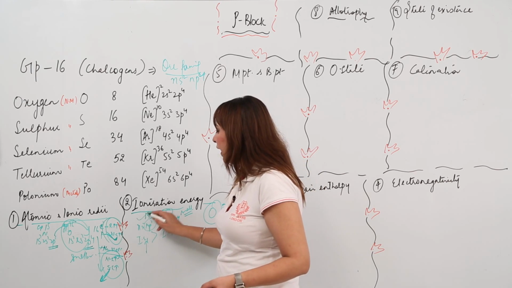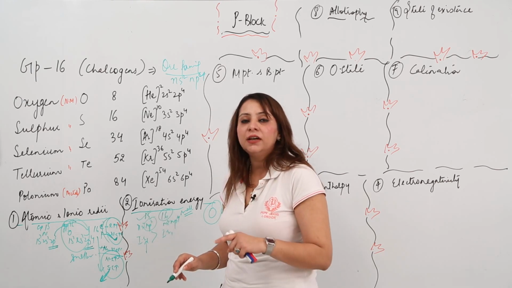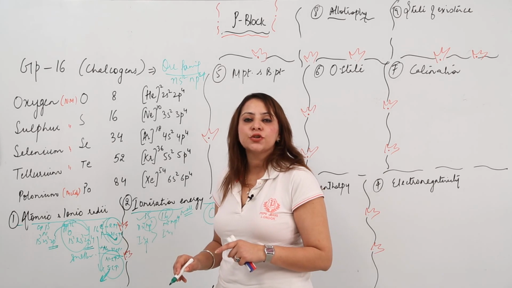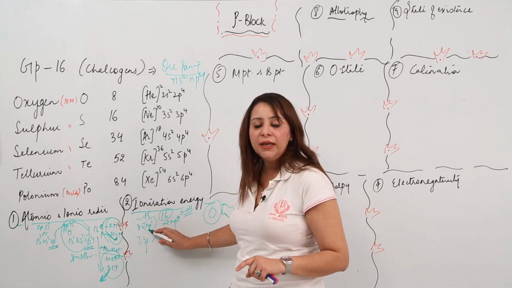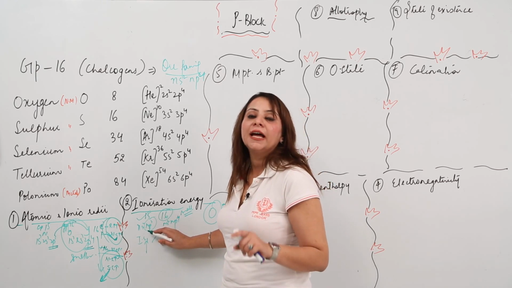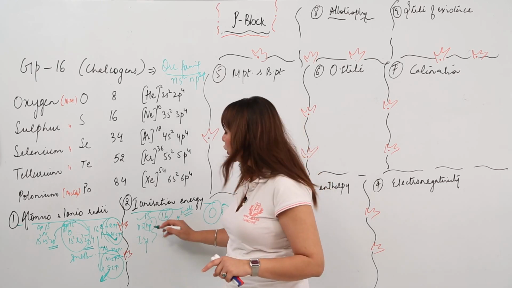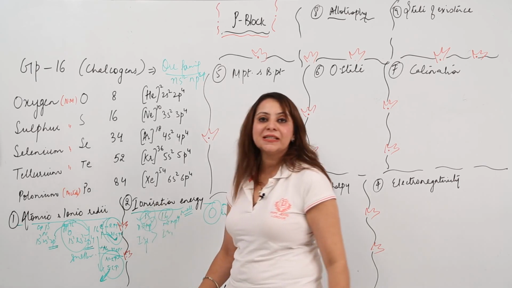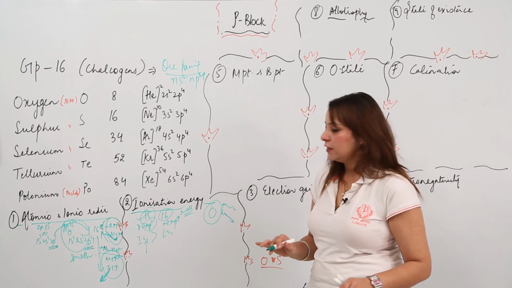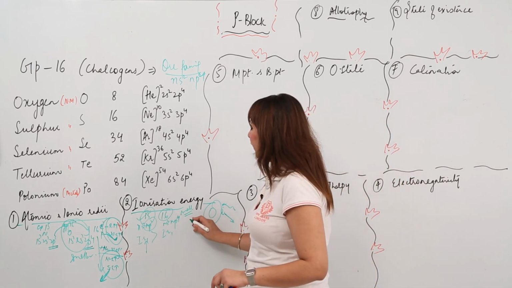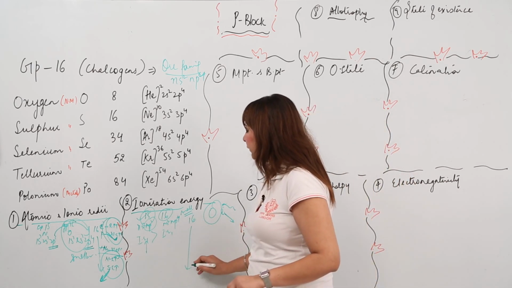So group 15 will have high ionization energy, although it is bigger than group 16, but still its ionization energy will be higher. The reason is its configuration ns2np3, where the p orbital is half filled and half filled orbitals are more stable. So group 15 is going to possess high ionization energy, though it is big.